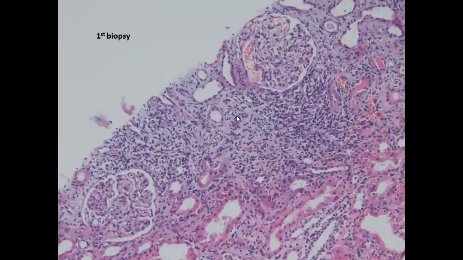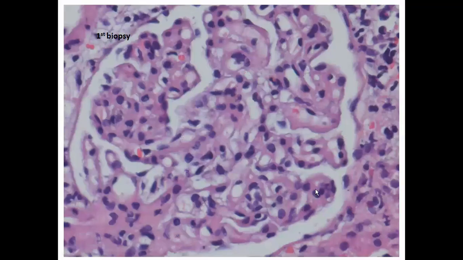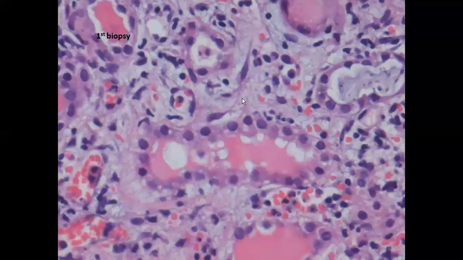So you can see there is a good amount of interstitial infiltrate. If you look at the glomerulus, there is no evidence of any glomerulitis. You see the capillary lumen, they are empty, they are not showing any lymphocytes. So there is no glomerulitis in this biopsy.